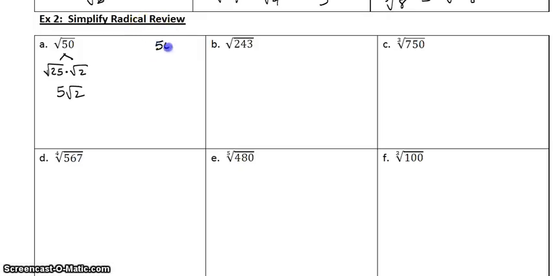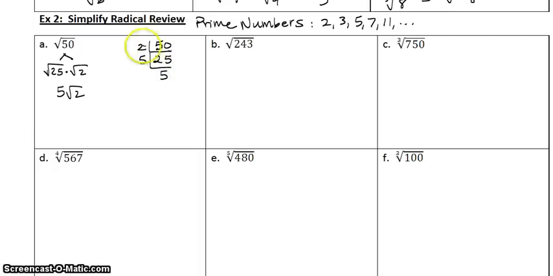I am going to take 50. What I want to do is divide by a prime number. Prime numbers are anything that does not have a factor besides itself and 1. So they would be 2, 3, 5, 7, 11, and so on. Usually you don't have to go above that when I'm doing this process. So 50 can be divided by 2 and it's 25. 25 can be divided by 5 and it's 5. And we're done when our answer is a prime number.